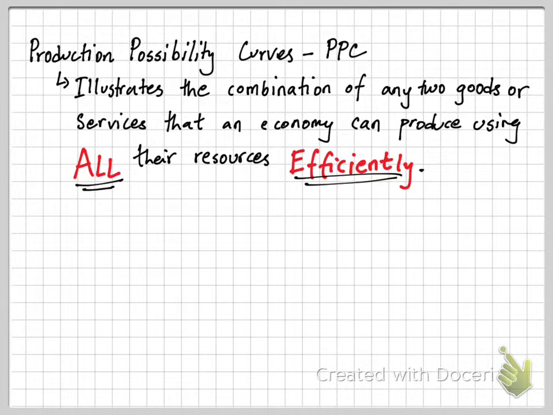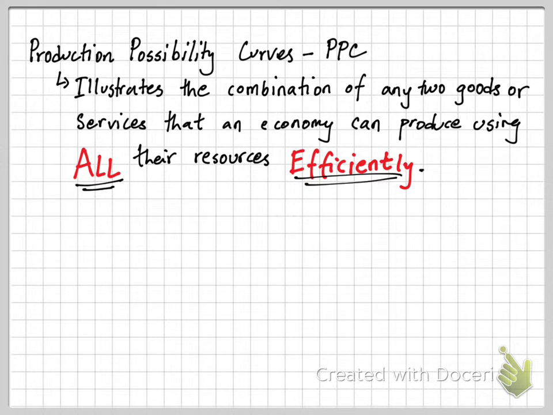Today we're going to learn about production possibility curves. In economics, it is important to note how exactly we can produce two goods and services, to see how many resources we're using for one good and how many resources we're using for another good. It's sort of like a comparison.